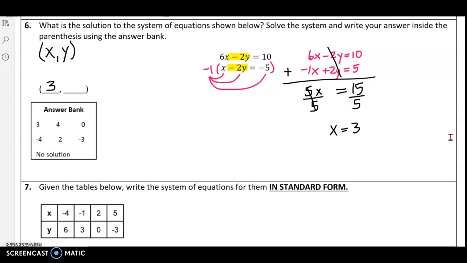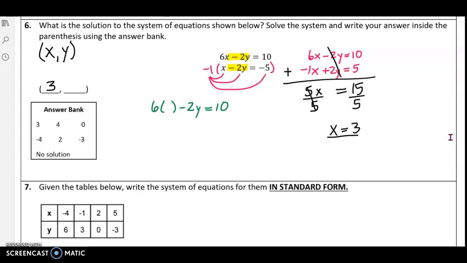Now let's find the y. Okay? So to find the y, I select one of the two equations. It could be the top or the bottom. The original equations, keep that in mind. And replace x with 3, because we know x is 3 now. So I'm going to use the top one. 6x minus 2y equals 10.